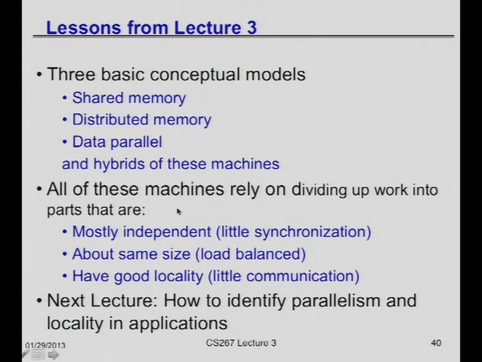And running all of these machines quickly depends on the same three problems. First, try to get the problems as independent as possible so they don't have to talk to one another and say, are you done yet? Are you done yet? Second, have them be about the same size, so it's all load balanced, so each processor finishes at about the same time. And third, have good locality. That means they should refer mostly to their own data so they don't have to spend all that time going over a network to get to somebody else. These are the same three problems for all of them. They're just addressed in different ways.